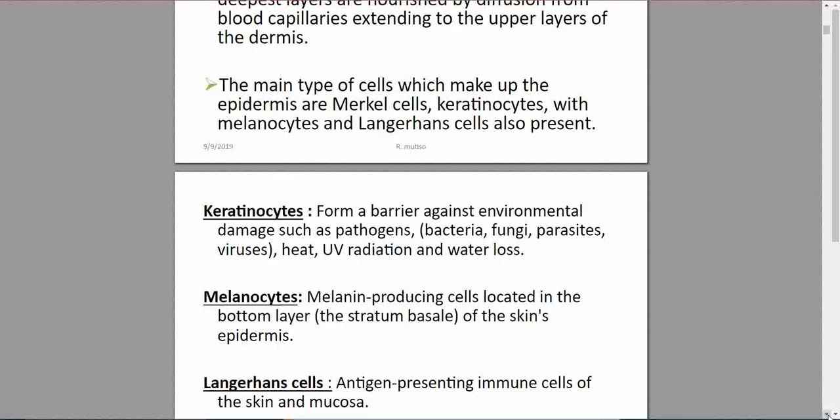So the Merkel cells help with sensation. The keratinocytes, the ones for the keratin, provide the dead cells. Then the melanocytes secrete melanin, responsible for the dark pigmentation and the filtration of excess UV rays. Then the Langerhans cells are also present. So keratinocytes are a barrier against environmental damage such as pathogens, bacteria, fungi, parasites, because they form the dead cells. Heat as well.